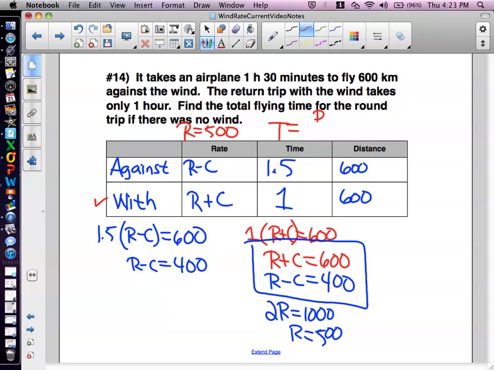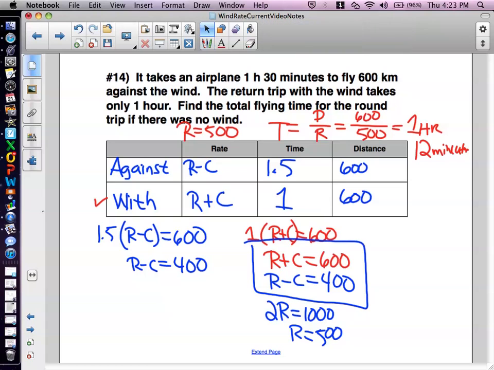So I'm looking for time. That would be distance over rate. My distance was 600. With no wind, my rate would have been 500. And this simplifies down to 1 hour and 12 minutes to answer the question completely. So 1 hour, 12-minute flying time with no wind.